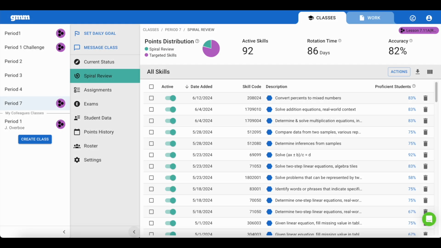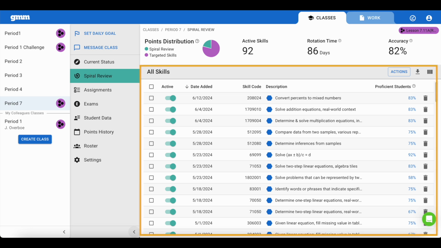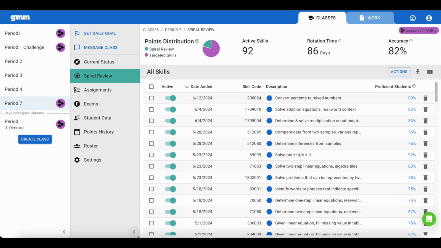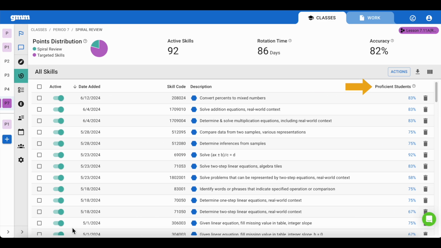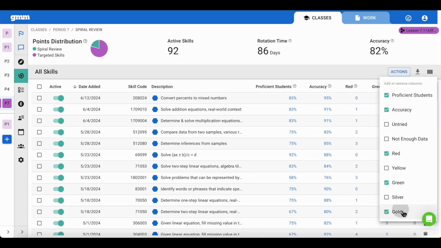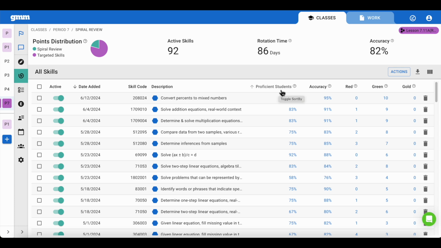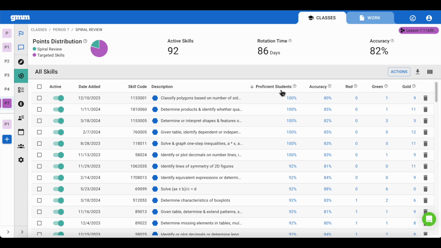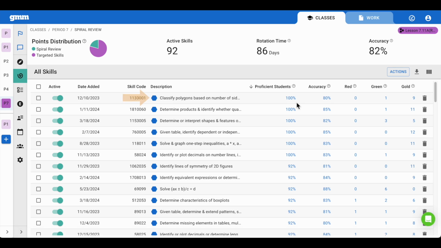Now let's determine ways to improve these metrics. This section below shows all the skills your students are working on. By default, the only visible metric is proficient students, but you can use the Manage Columns icon to open up more columns so that you have more data to analyze. By ordering the Proficient Students column, this will give us a great picture of how our students are doing on each skill. Let's look at the first skill.